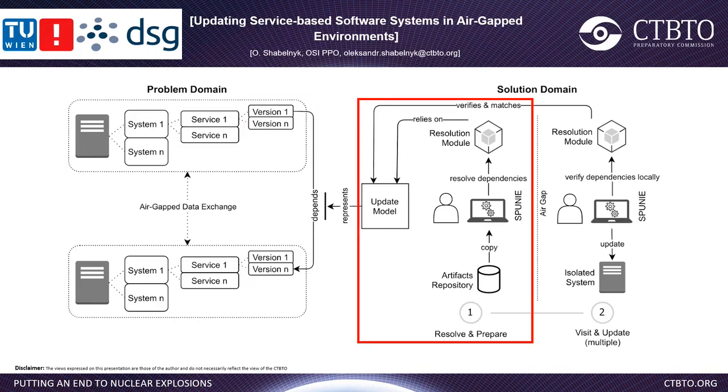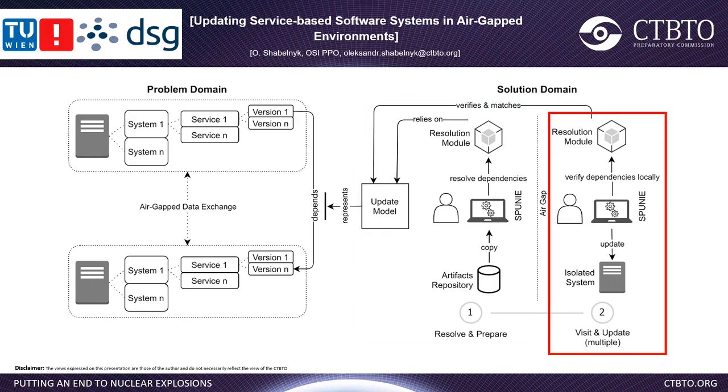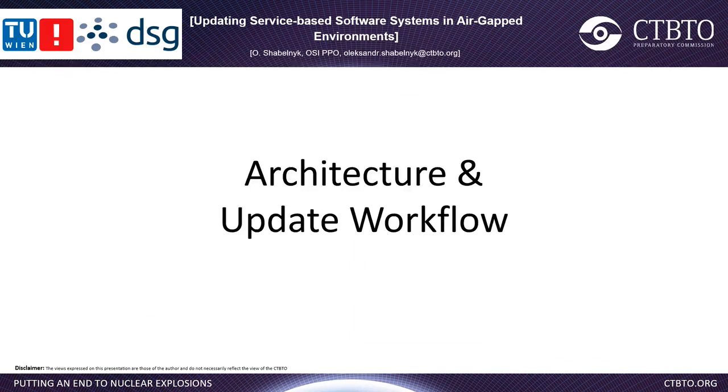Now let's talk about the solution domain. To perform an update on an air-gapped system, the process entails first resolving of service dependencies, which means essentially getting a valid service combination, then copying corresponding artifacts, for example container images, from repositories to make them offline accessible. Afterwards, the air-gapped system is visited, the service combination is again verified against the local state, and if nothing prevents it, the update is performed.